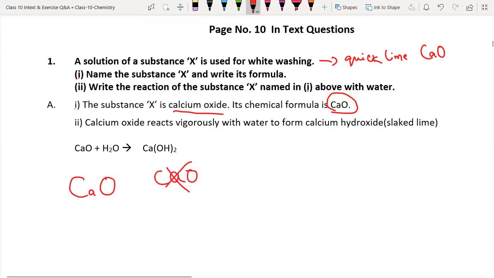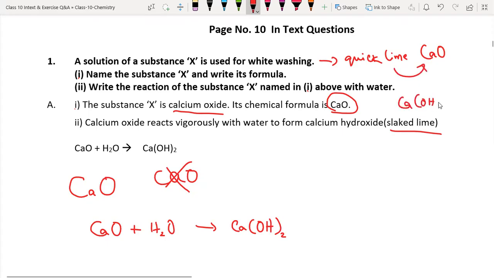Next, write the reaction of that substance X named in 1 above with water. So what is that X? CaO. CaO, when it is reacting with water, H2O, what will you get? You will get only one product, that is Ca(OH)2, nothing but calcium hydroxide, and it is slaked lime. So go with the difference. Quicklime is CaO, slaked lime is Ca(OH)2. So I think you know how you got Ca(OH)2.